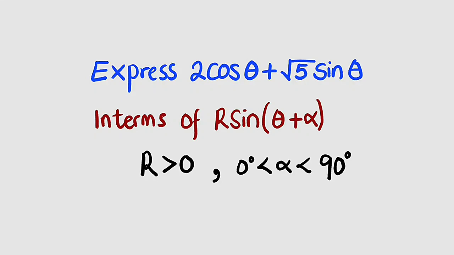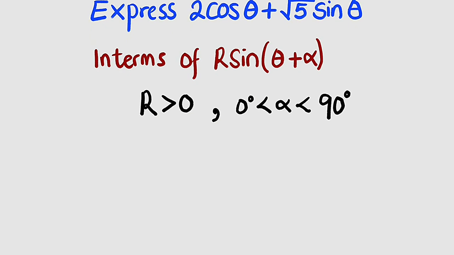Hello, good day viewers. In this tutorial we want to express 2 cosine theta plus root 5 sine theta in terms of r sine (theta plus alpha), for which r is greater than 0 and alpha is between 0 and 90 degrees. We only need to find two things, r and alpha, then substitute them back into the same expression and we are done.